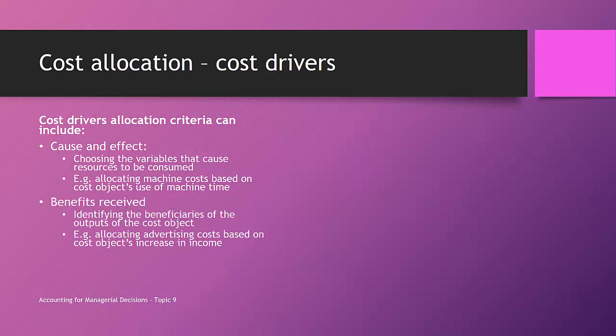The benefits received. This identifies the beneficiaries of the outputs of the cost object. So it might be that you allocate advertising costs based on the cost object's increase in income, because the idea is that advertising will increase sales. So that's a different way to do it. Another way, as you can see, seems fairly ad hoc, is to just select a method that appears somewhat reasonable and fair.